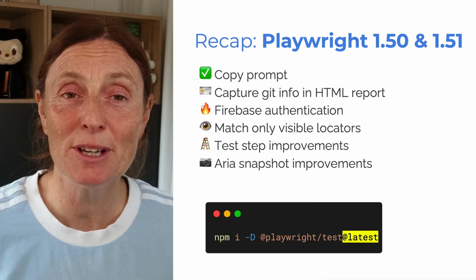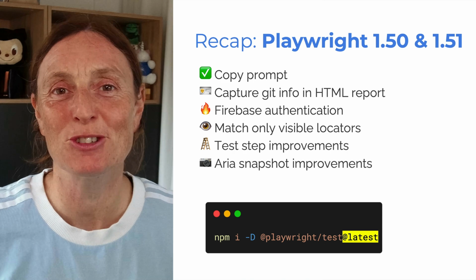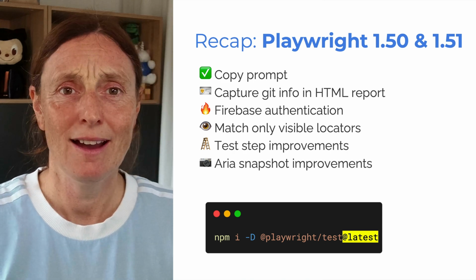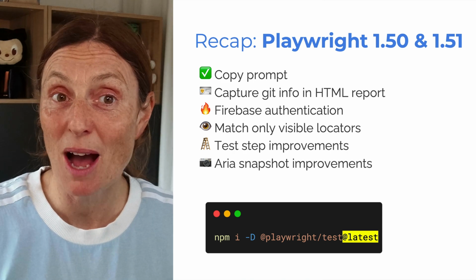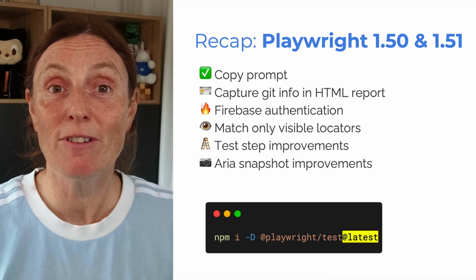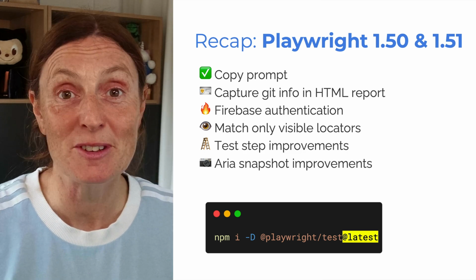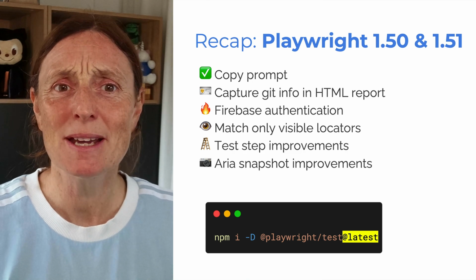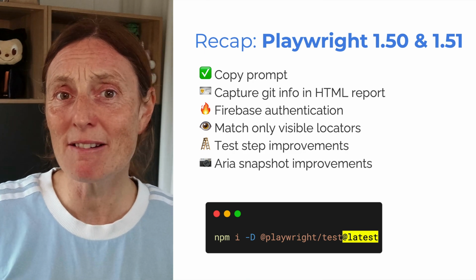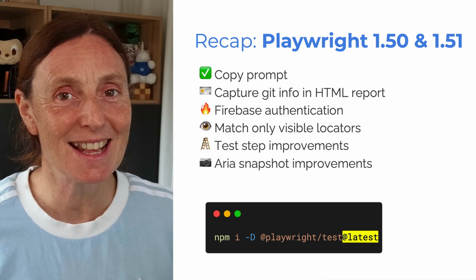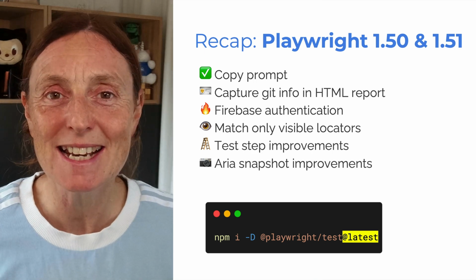And let's recap. We just showed you the copy prompt button, so make sure you try that out and tell us what you think. Capture Git info in the HTML reports. We now support Firebase authentication. You can match only visible locators with .filter({ visible: true }). A lot of test step improvements and some ARIA snapshot improvements. And that's it. So make sure you update Playwright to the latest version.